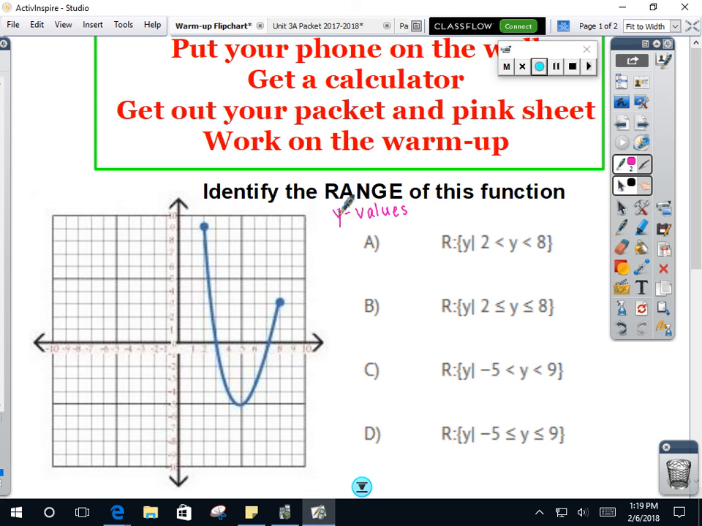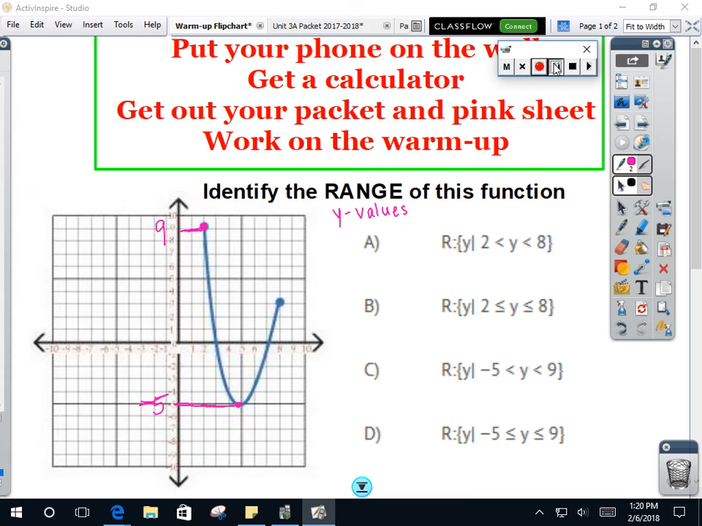Now, y values are up and down. Which way do you go first? Down. Remember, the y values, you always list the lowest y value first. And isn't this the lowest part of this graph? And what is its y value? -5. And then isn't this the highest part of the graph? What is its y value?